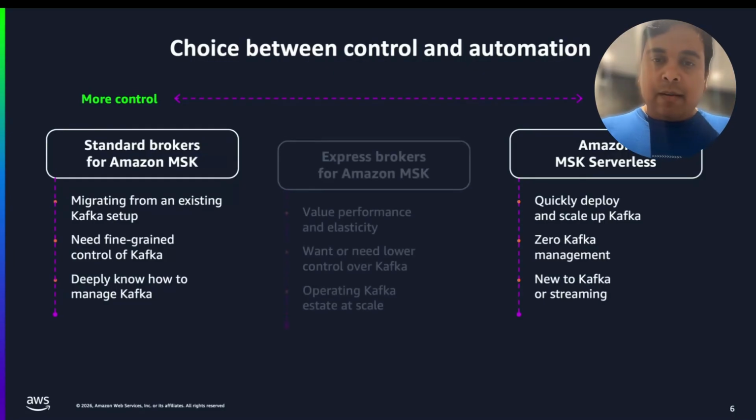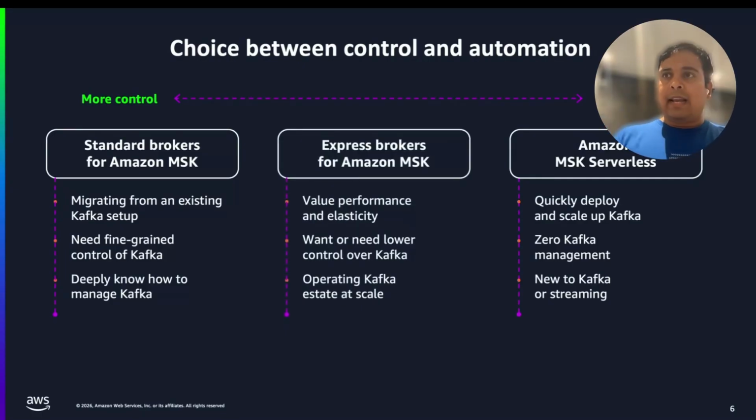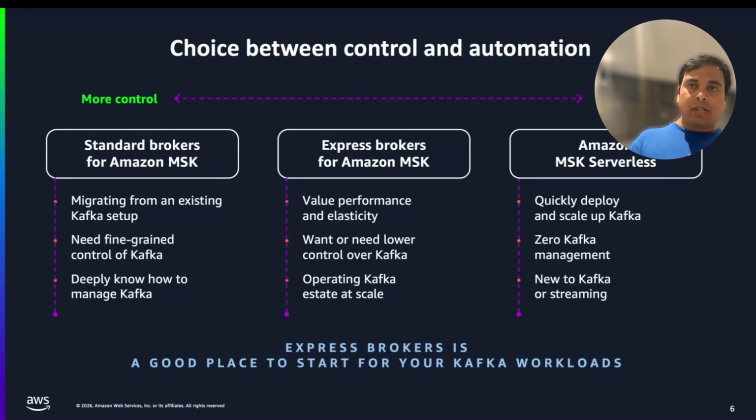What we have learned is that most customers actually sit in between full control and full automation. And that's why we have Express Broker. Express brokers are designed for customers who value performance and elasticity, but also want to lower the operational burden of Kafka. If you're operating a large-scale Kafka estate and want faster scaling, zero storage management, and improved throughput, Express Broker is the right choice. And we at AWS really believe that if you are starting your Kafka workload on AWS, Express Broker is a good place to start.